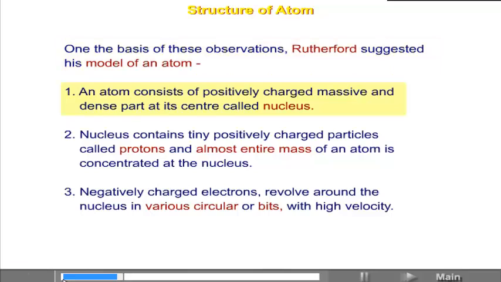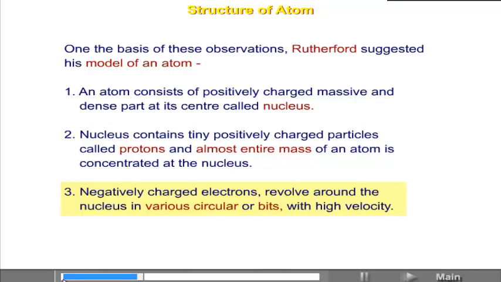First one, an atom consists of a positively charged, massive and dense part at its center called the nucleus. Second one, the nucleus contains tiny positively charged particles called protons, and almost the entire mass of an atom is concentrated at the nucleus.